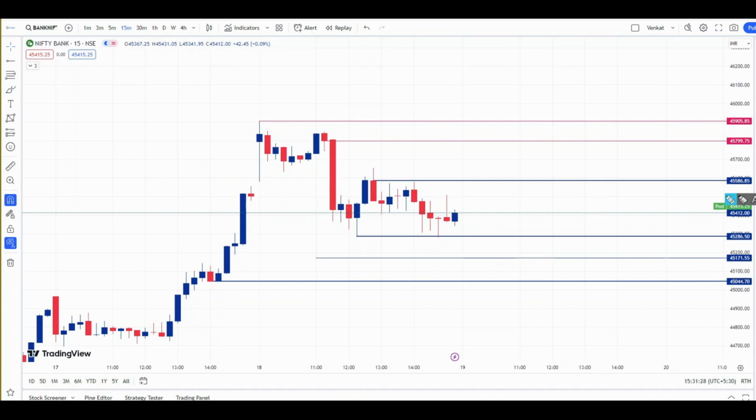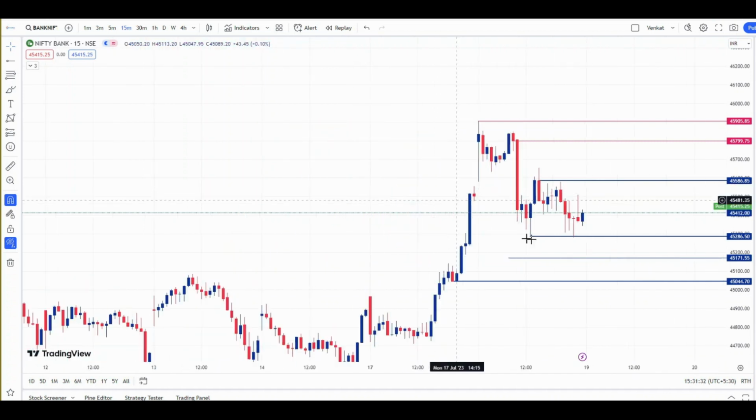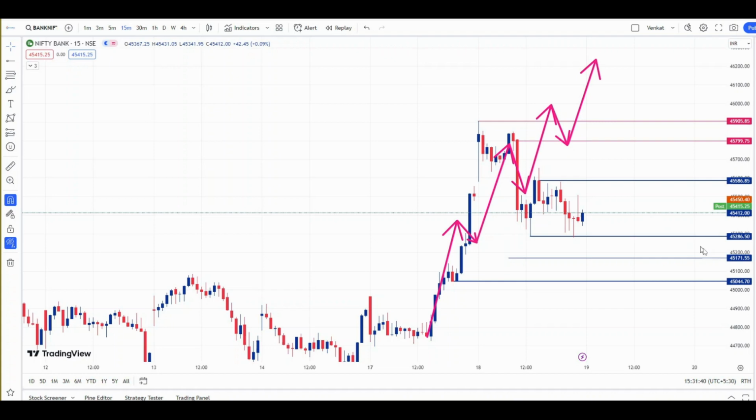This is as per our daily chart. I will zoom out the chart so that you can clearly understand. As per our daily chart and hourly chart, our trend is upside, which means our trend is buy on dips. Now what is this? For this impulsive move, this is the correction. That is, this is the profit booking for this impulsive move.